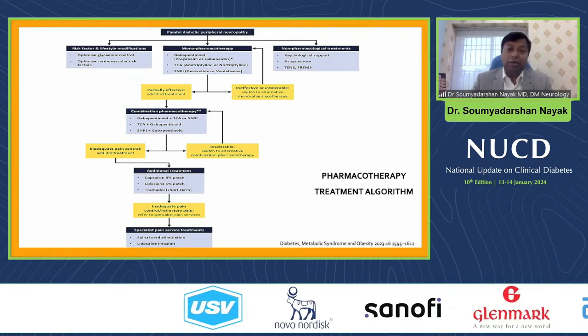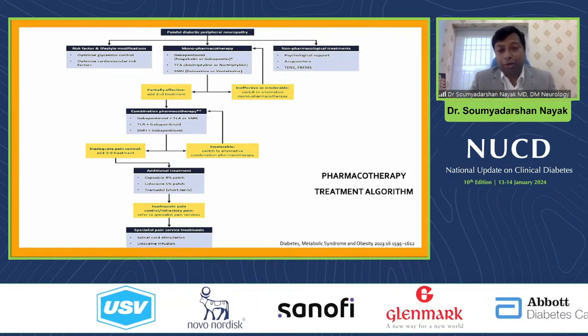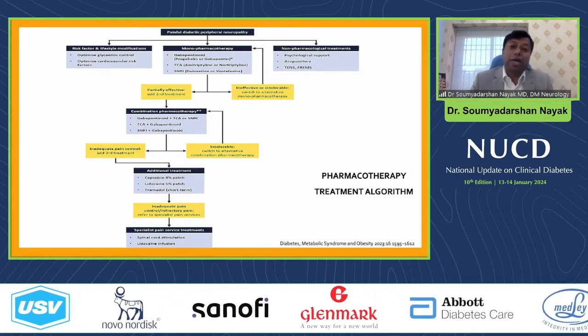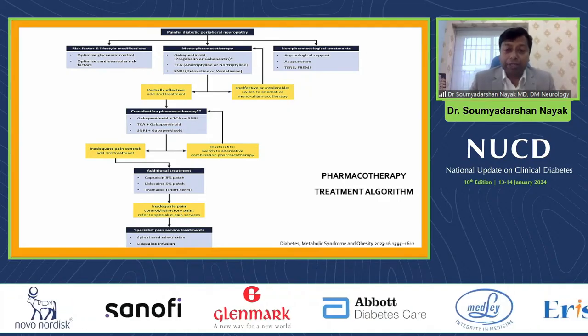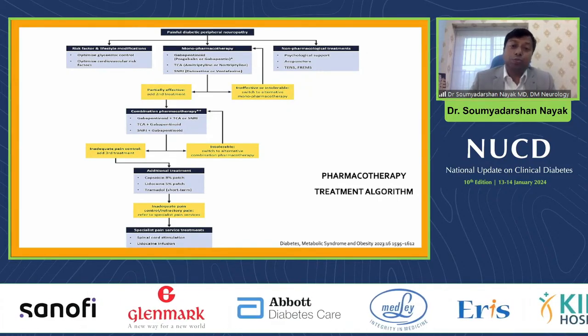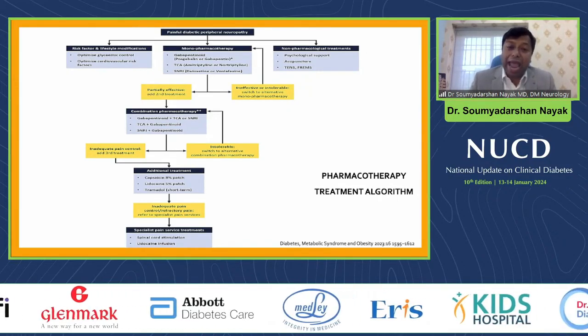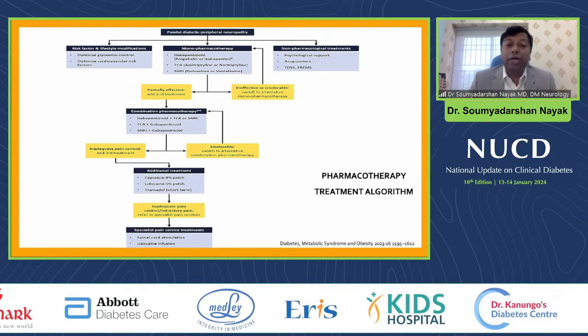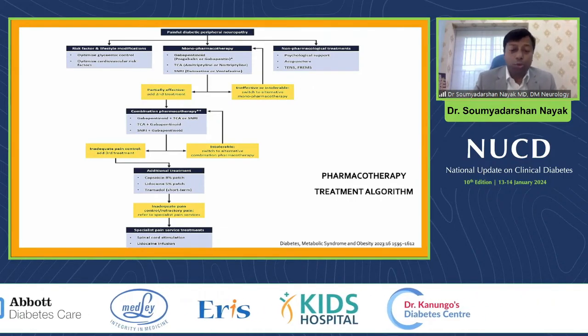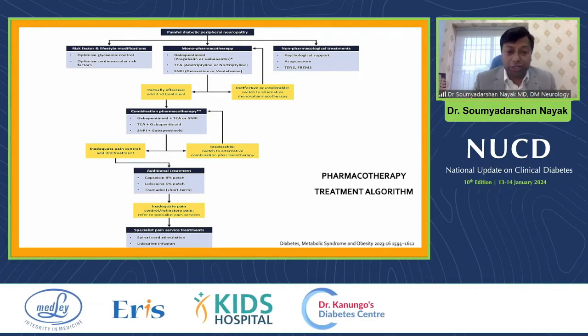So basically, we start with a monotherapy, especially it's either pregabalin or gabapentin. And if the response is not adequate, we add a tricyclic or an SNRI. We'll go to the combination therapy in the next slide.